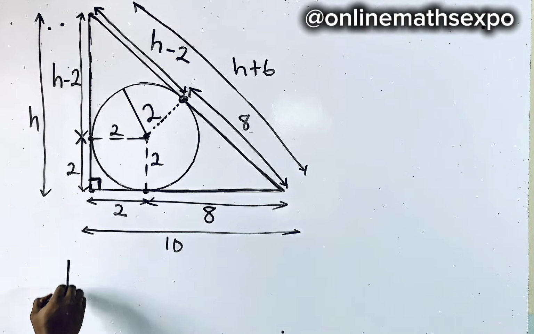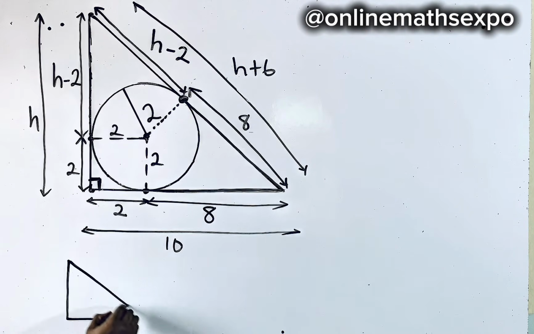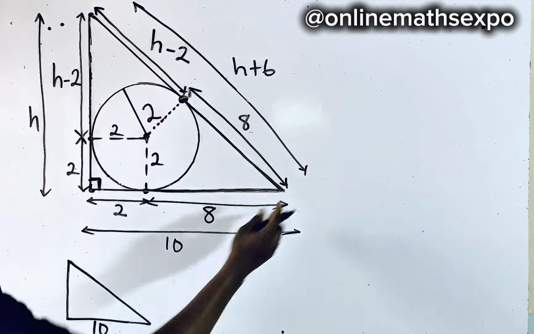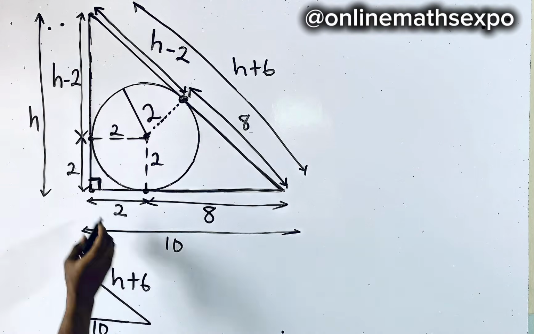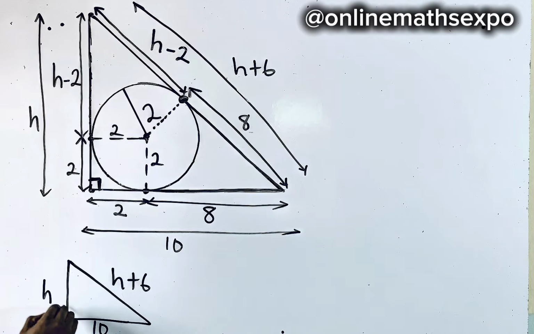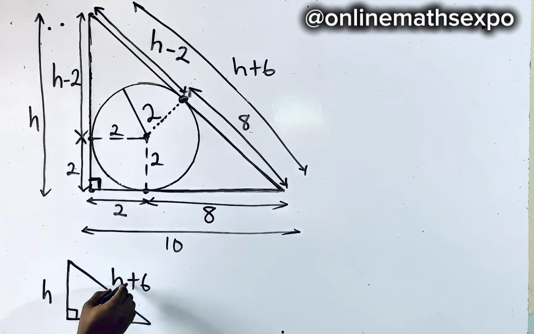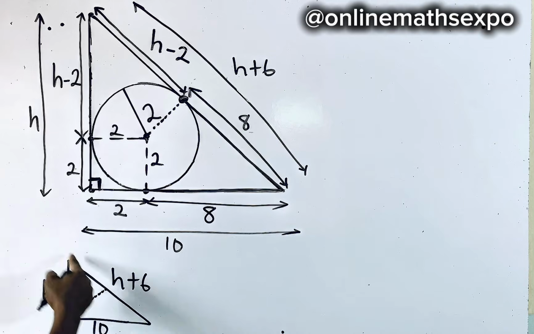Bringing out the shape, this is what we have. This length measures 10 units. This measures h plus 6, and this measures height. It's a right angle here. Now we are applying Pythagorean's theorem like we said. Remember that the side that is opposite to the right angle is the hypotenuse, the longest side.